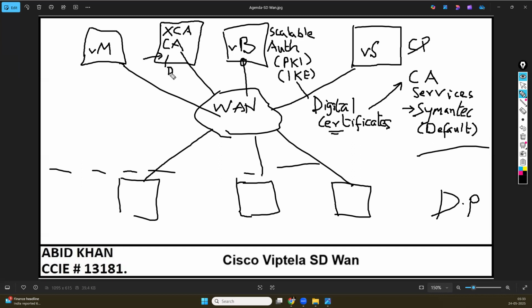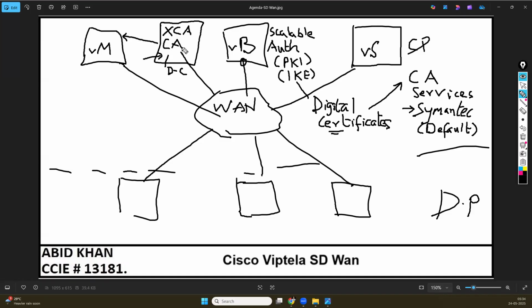I'm just writing DC, digital certificate. Any other device that wants to have its own digital certificate, the first thing is what? It must have the digital certificate of the CA server. Any device, let's say we manage this server, needs to have its own digital certificate. Before that, it must have the CA server digital certificate with it.